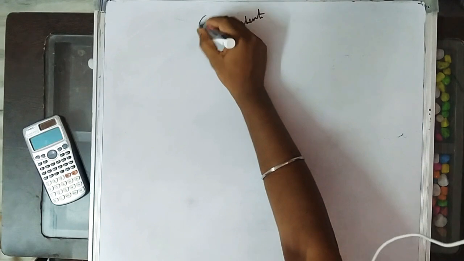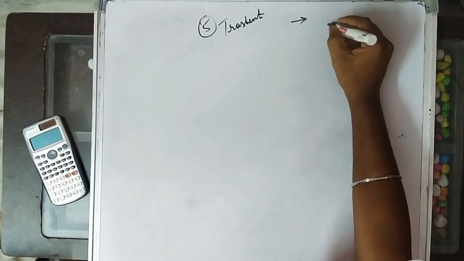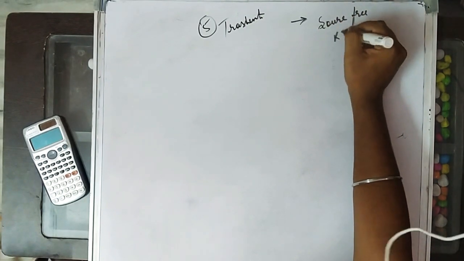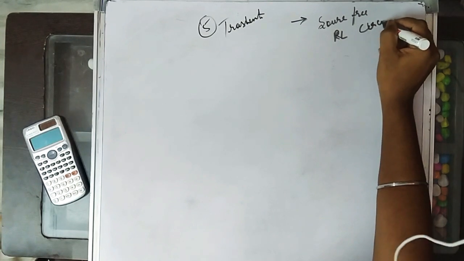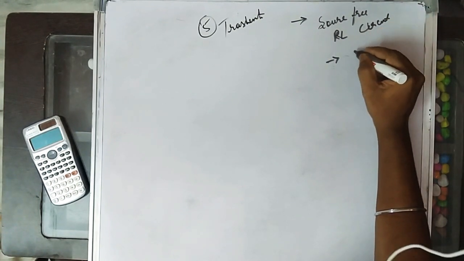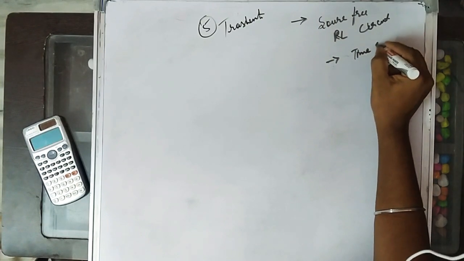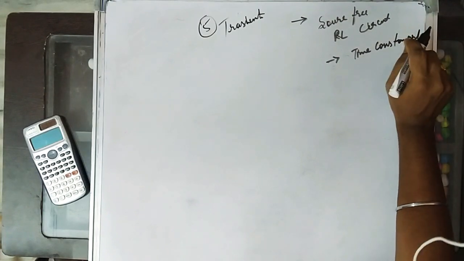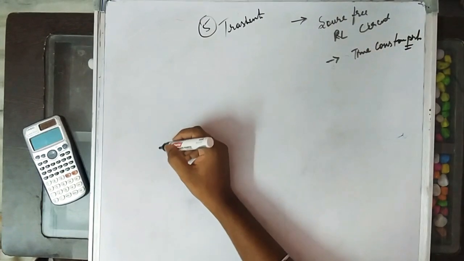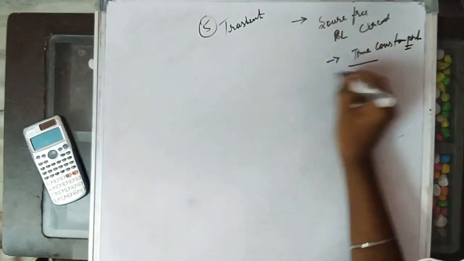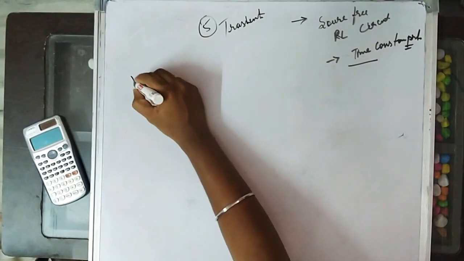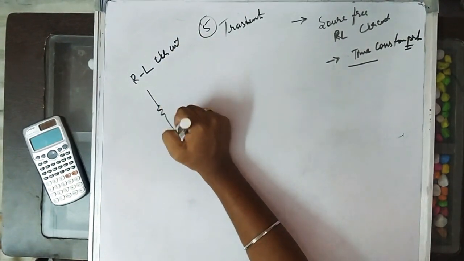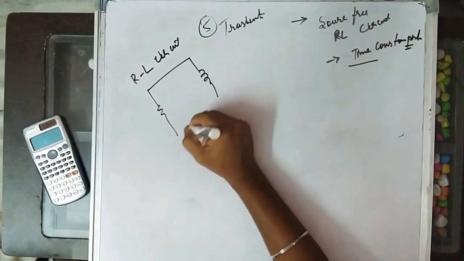So, I'm uploading our fifth lecture. In this lecture, we see what a source-free RL circuit is, and we will solve some problems based on the time constant. So, the source-free RL circuit. In that circuit, we'll keep a resistor and an inductor.